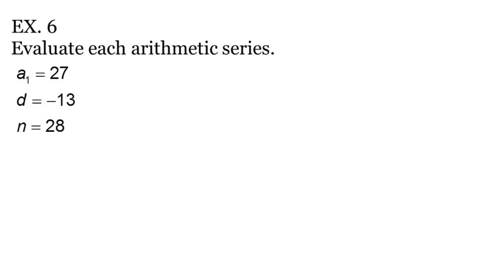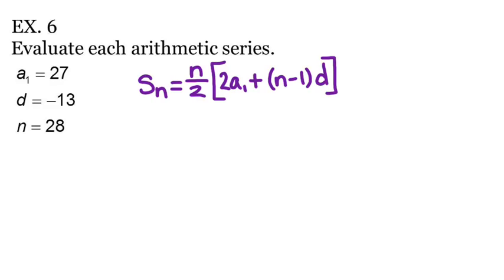Same thing for the last example, number 6, we're going to evaluate the series. This time we're given the first term is 27, the common difference is negative 13, and n equals 28. So we're looking at the sum of the first 28 terms of this sequence. The first term is 27, and then the terms are decreasing by negative 13 every time. So we're going to use the second series formula. S sub n equals n over 2 times 2 times a1 plus n minus 1 times d.